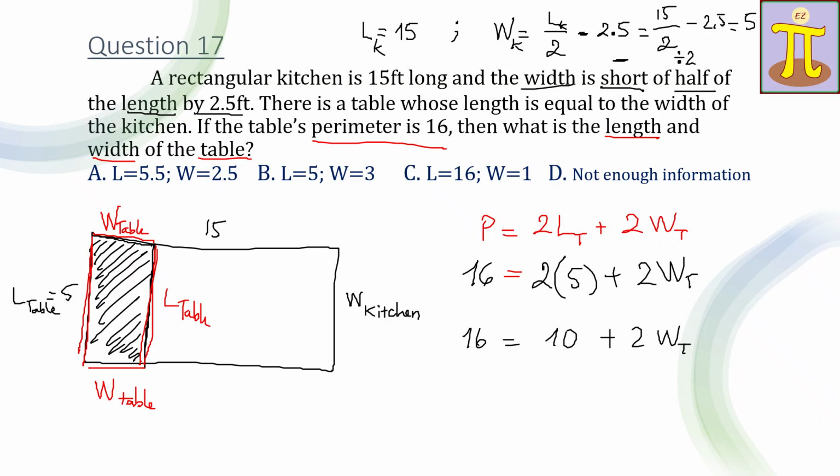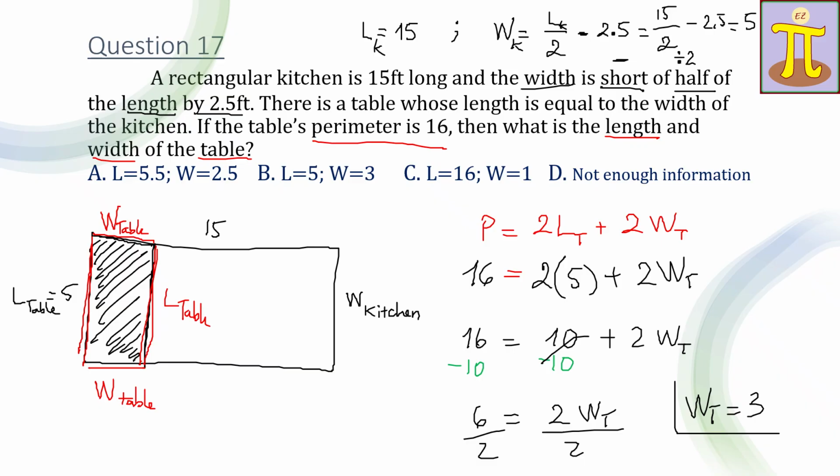Then we subtract 10 from both sides. On the left-hand side we have 6 equals 2WT, because this one cancels. Now we divide both sides by 2 so we isolate the WT, that is equal to 6 divided by 2, which is 3. So the length of the table is 5 and the width is 3. So B is the correct answer.